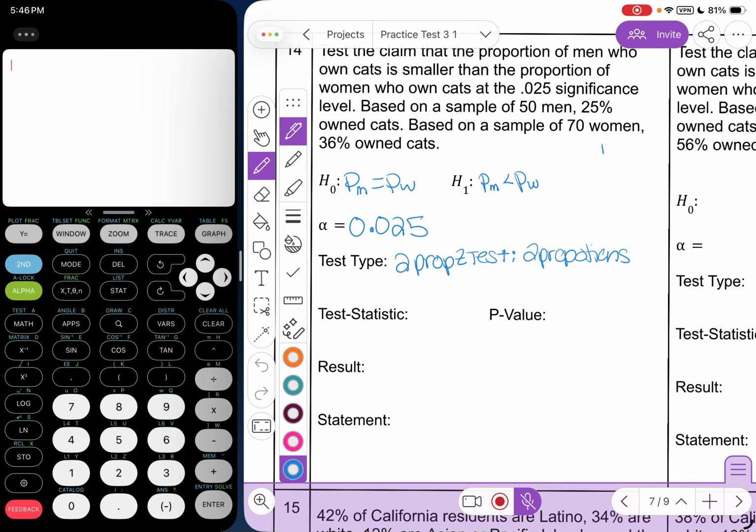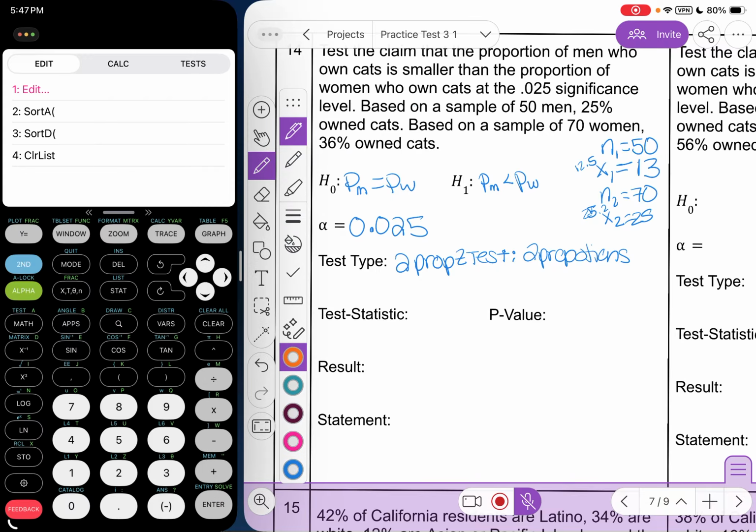Based on a sample of 50 men, 25% own cats. So 25% of 50 is 12.5, so that gives us 13. 12.5 rounds up to 13. And then based on a sample of 70 women, 36% own cats. So 0.36 times 70 is 25.2. So that rounds down to 25.